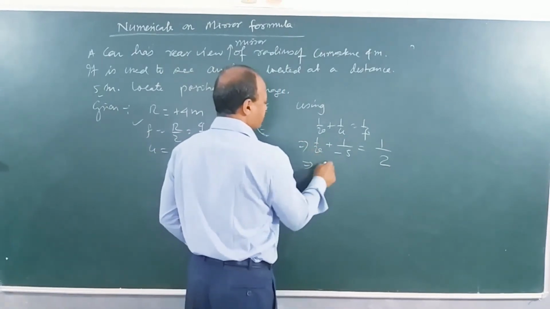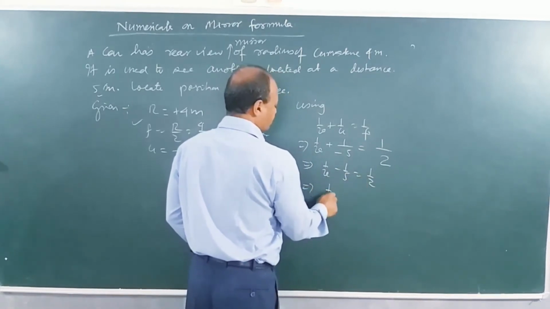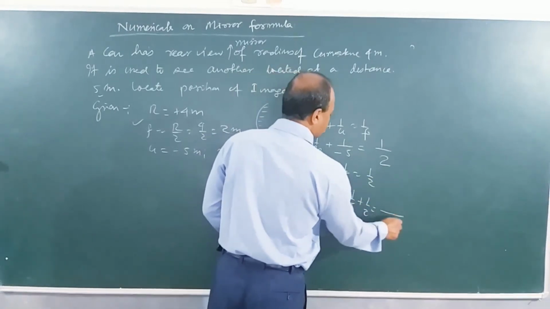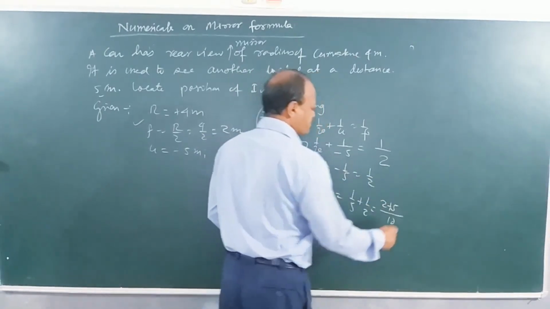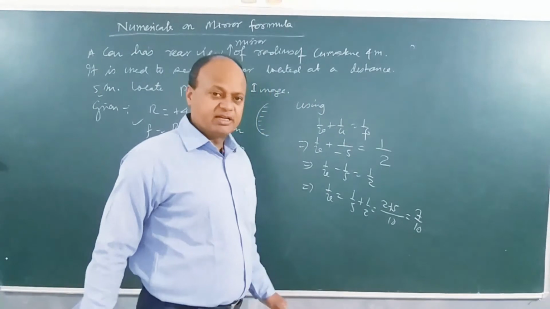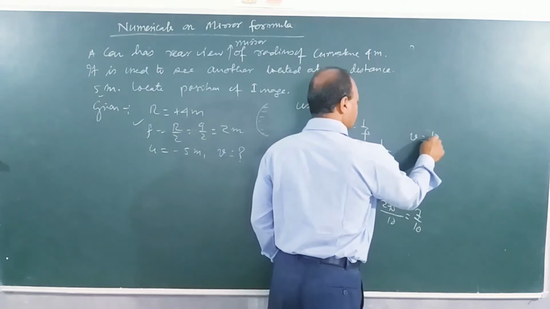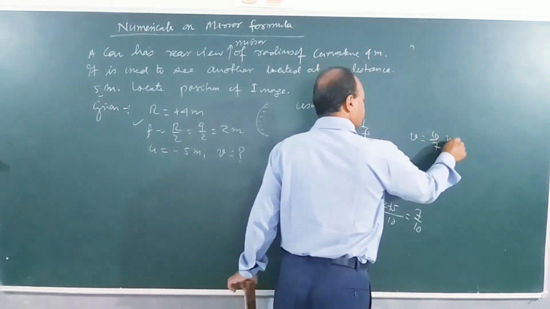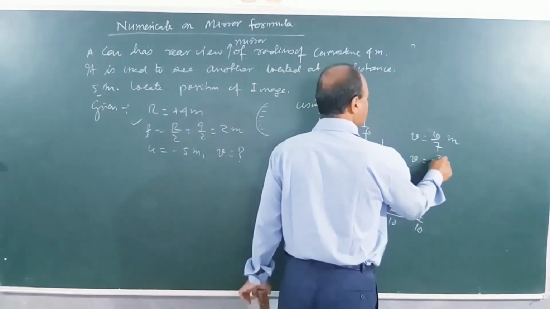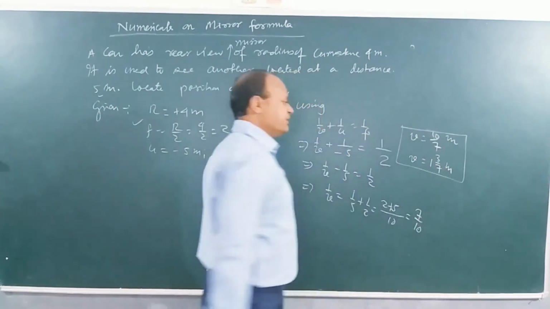Now we get 1 by v minus 1 by 5 is equal to 1 by 2. So 1 by v is equal to 1 by 5 plus 1 by 2. Take the LCM, 2 plus 5, so that's 7 by 10. 1 by v is 7 by 10. So v is 10 by 7 meter, or v is equal to 1 and 3 by 7. So this is the location of the image, where the image will come.